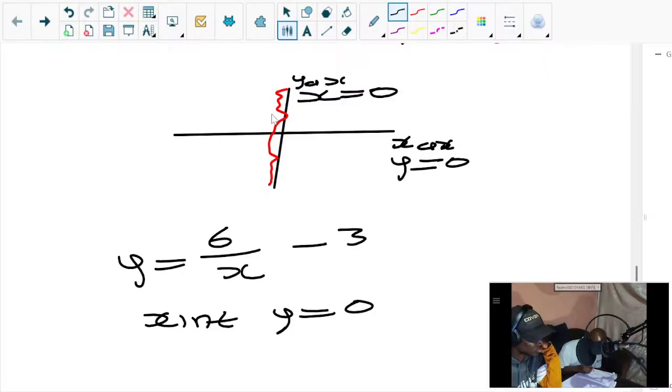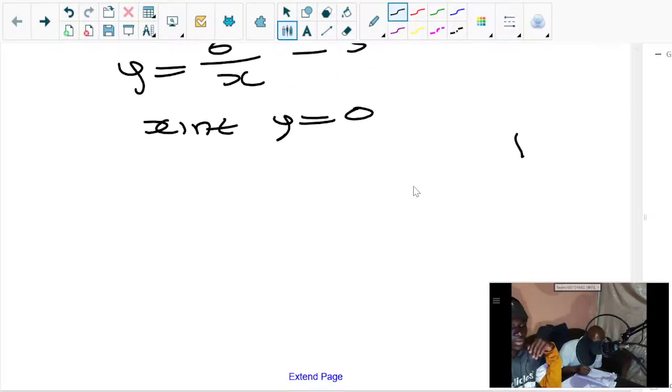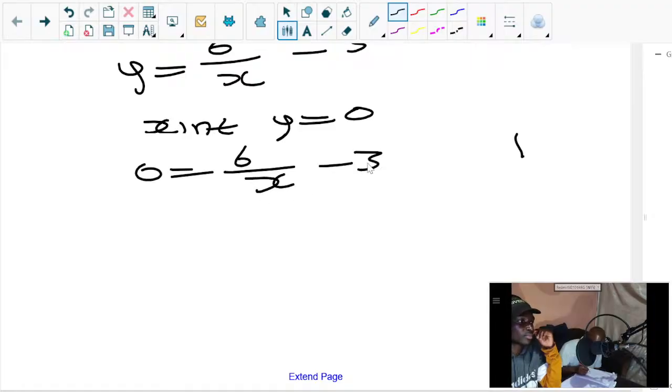Okay, so we put 0 where we see y. 0 is equivalent to 6 all over x minus 3. Now, what is the best thing that we can do here? We want to make x the subject. We can transpose the negative 3 to the other side. It becomes 3 is equivalent to 6 all over x.